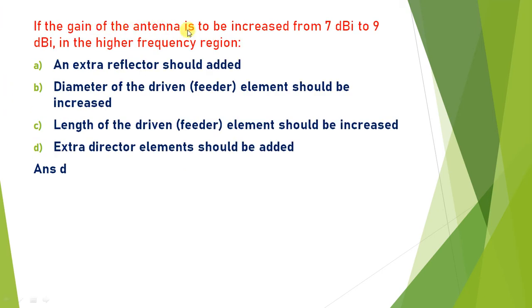If the gain of the antenna is to be increased from 7 dBi to 9 dBi in the higher frequency region, then what to do? This is one of the unique characteristics of Yagi-Uda antenna. In order to improve the coverage area of the antenna, or to increase the bandwidth, or to increase the gain or directivity, a larger number of directors should be there. If you increase the number of directors, then definitely the size would increase. The circuit becomes complex, but the gain is increased. So to increase the gain, a director must be added. So the answer is D.